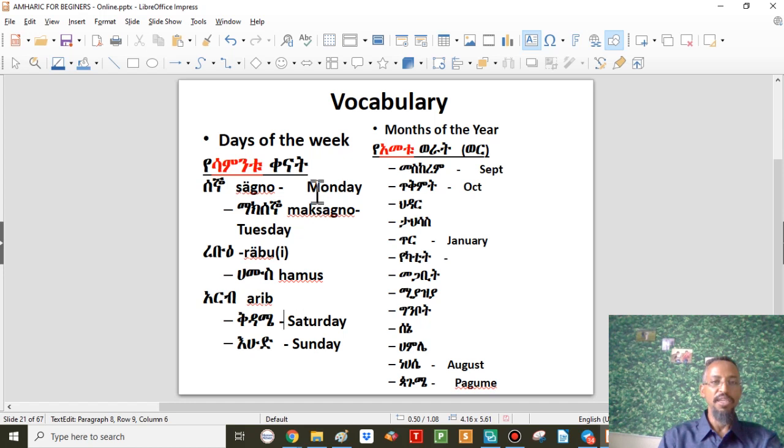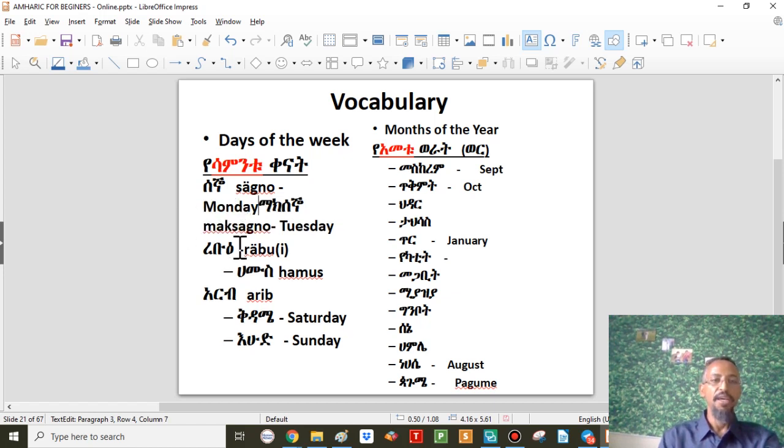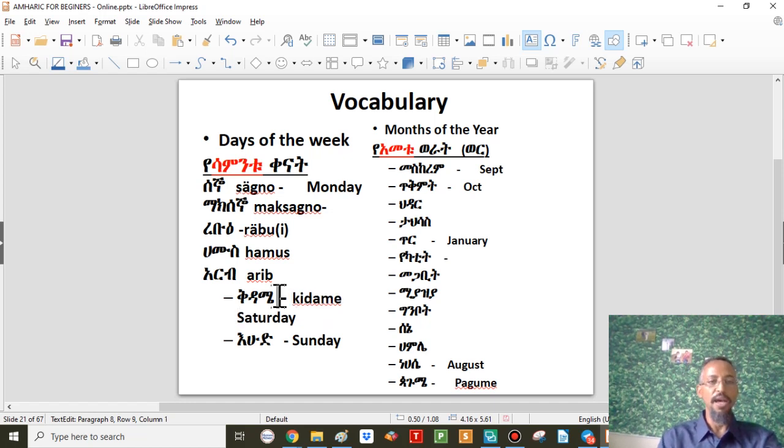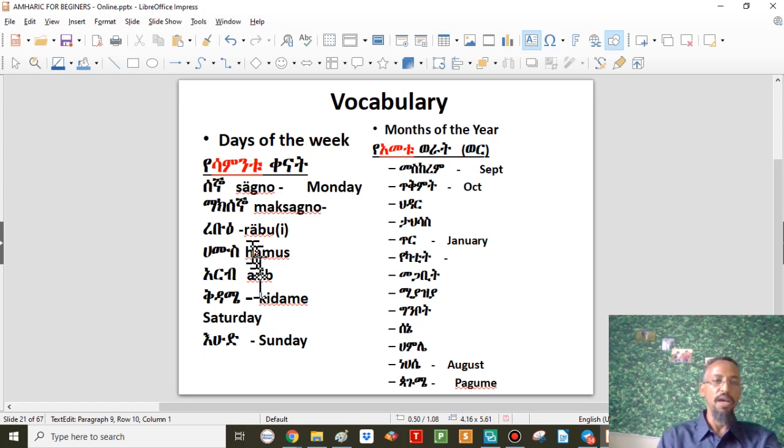Kadame. I didn't write the Monday between the Monday to Saturday because you can count from Monday. The order you can follow: Monday, Tuesday, Wednesday, Thursday, Friday, and so Tuesday will just go away there. So Hamus, Arb, Kedame. Again, this is how it is, Kedame. And the last one is Uhud. We start from, actually, the calendar starts from Uhud.